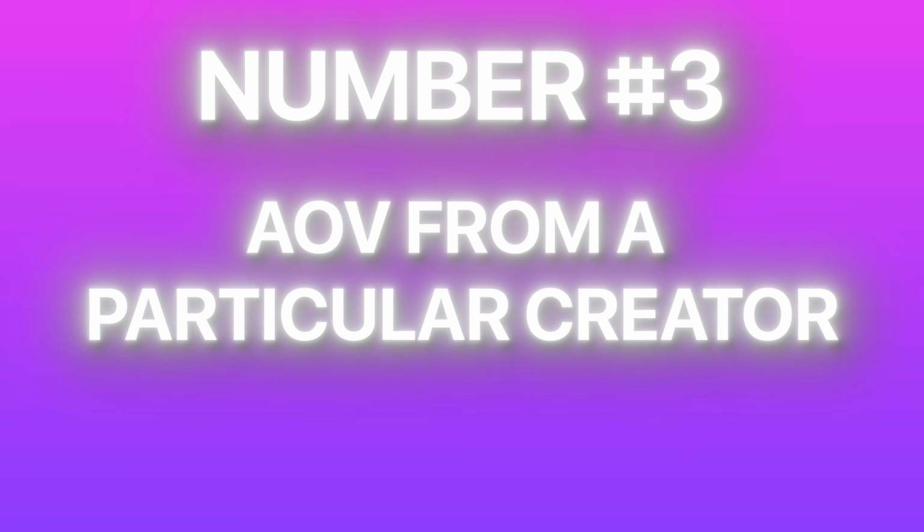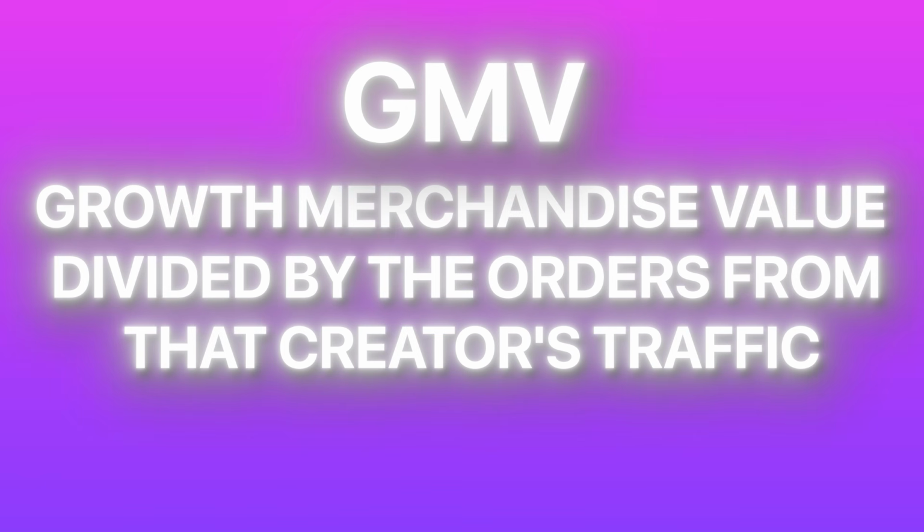Now, let's talk about number 3. We got 3 more left, guys. AOV from a particular creator. Now the formula is pretty simple. It's GMV, gross merchandise value, divided by the orders from that creator's traffic. Why does it matter? Well, higher baskets equal more room for commissions and ads while staying profitable, right?